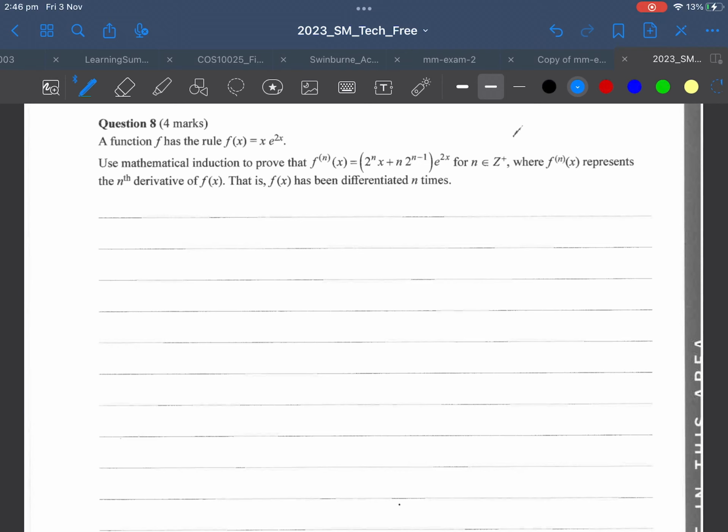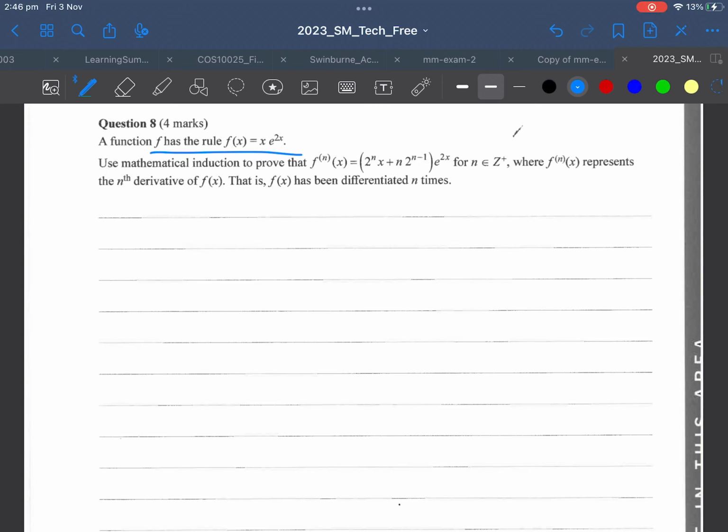There we go. Okay, so now we have an induction question, and this doesn't look fun at all. So, a function has a rule of this. Use mathematical induction to prove that f to the power of n of x is going to be this for n all positive integers, where that represents the nth derivative of f of x, that is, f of x has been differentiated n times.